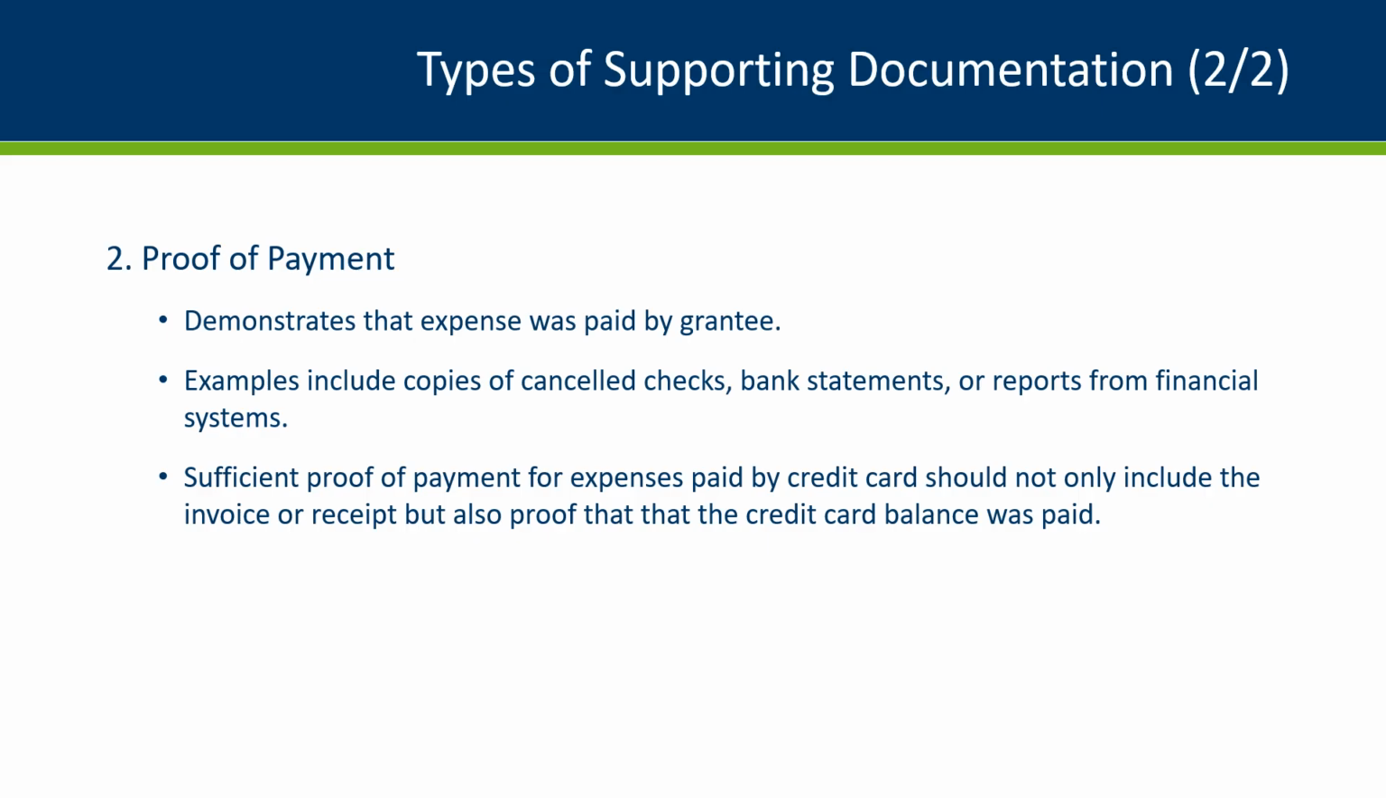Now we're going to talk about the second type of supporting document, which is proof of payment. Proof of payment demonstrates that the expense was paid by the grantee. Examples of proof of payment documentation include copies of canceled checks, both sides of the check, or reports from financial systems like a bank statement with the logo on top, or a voucher, account activity reports, and income and expense reports.